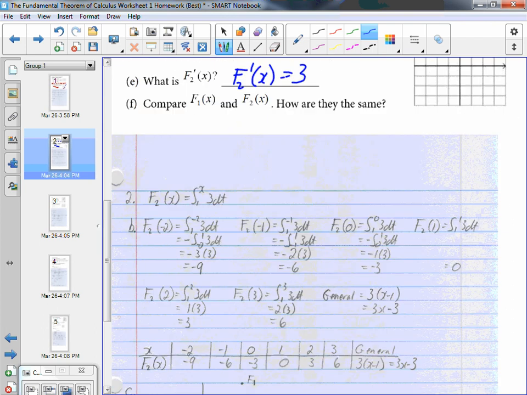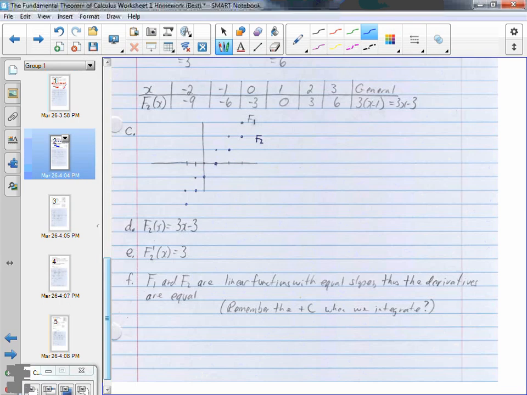Well, I'll just show you what I wrote. F1 and F2 are linear functions with equal slopes. Thus, the derivatives are equal. You could have said F1 and F2 are the same except for a constant. They differ by a constant. And then a note to myself, remember, that's what the plus c is all about. All right? Make sense? All right, I think you can do this worksheet now, don't you?